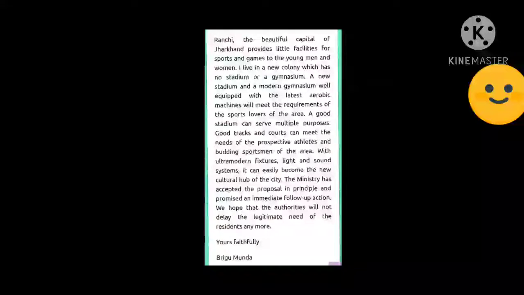So we ended the letter in this way. And last part, subscription or complimentary clause. Okay, yours faithfully.